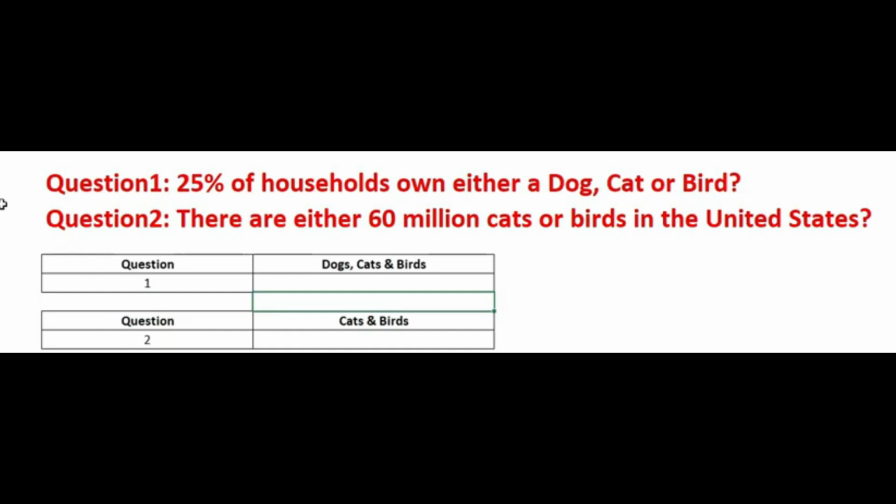So we have two questions here, and these are the examples we're going to be working. Question 1, 25% of households own either a dog, cat, or bird. Question 2, there are either 60 million cats or birds in the United States.